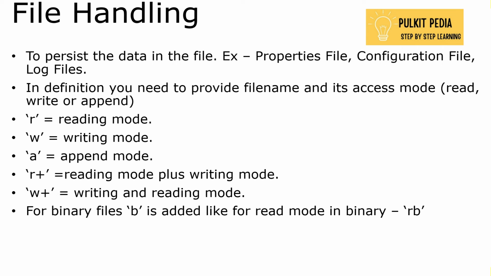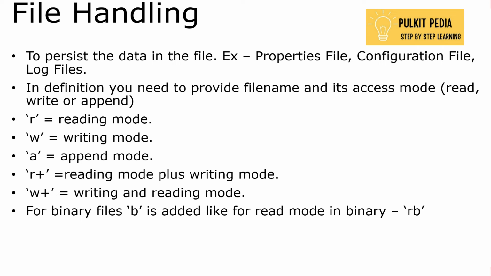So how does Python support it? Let's see further. To define a file operation, we need two things: the file name which we are going to process, whether to read or write, and the access mode. The access mode is what kind of operation you are going to do on the file, whether you are going to read it, write it, or append to it.